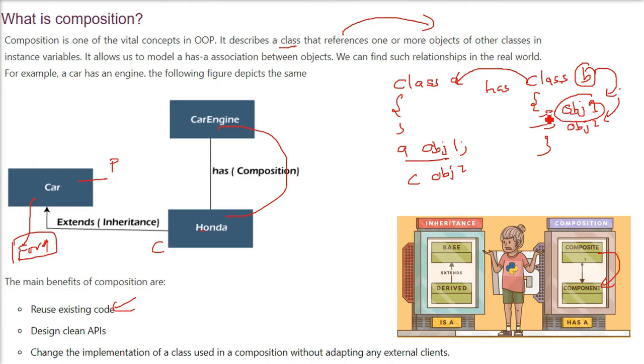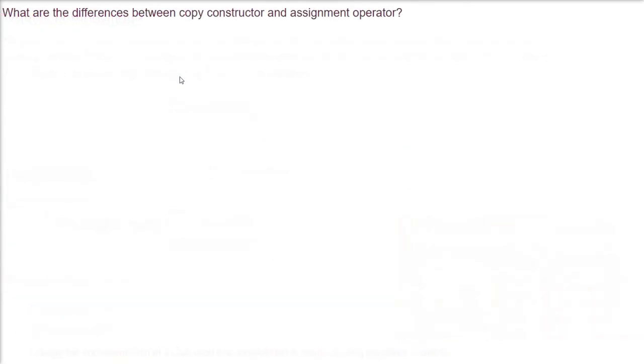Now, the benefits of composition are reusing the existing code, designing clean APIs, and changing the implementation of a class used in composition without adapting to any external clients.